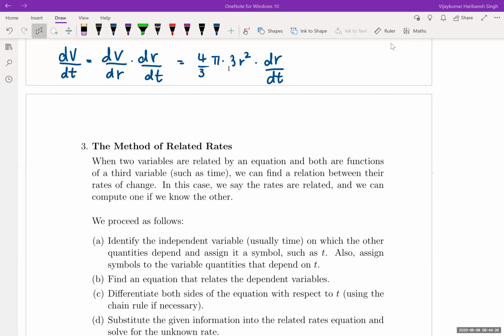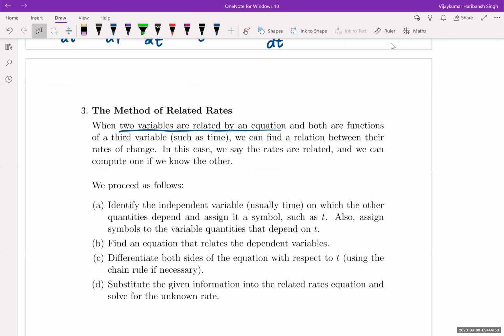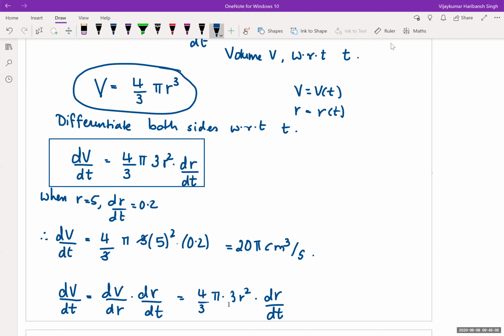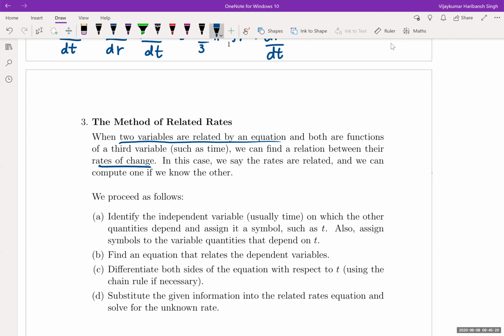So what is the method of related rates? You have two variables which are related by an equation, and both are functions of a third variable, usually time. Let's see, in this case, you have two variables, volume and radius. They are related to each other by this formula, V equals 4 by 3 pi r cube. And volume and radius both are functions of time. Then we can find a relation between their rates of change by differentiating on both sides with respect to t. Derivative is also rate of change, so hence the name related rates.